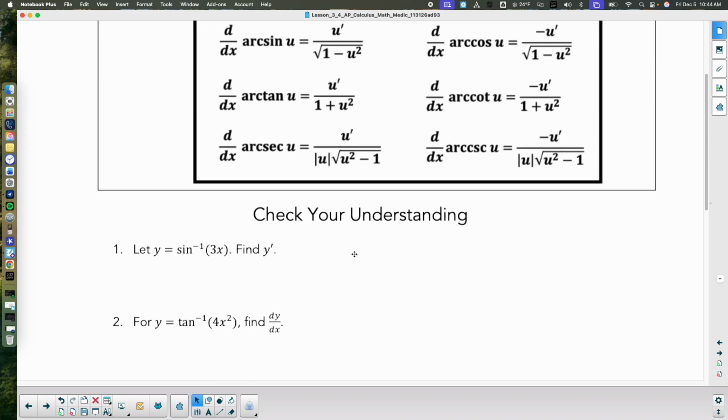Okay, so it says let y equal inverse sine 3x. And I'm assuming by now you guys know that arc sine and sine to the -1 are the same.